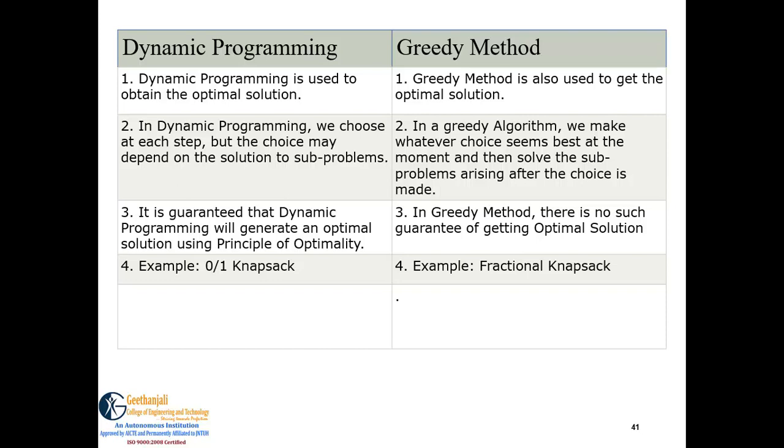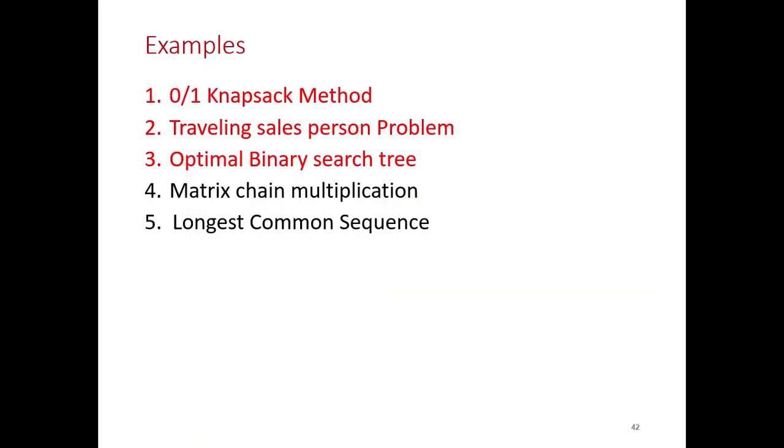Examples are the knapsack problem. The fractional knapsack problem is an example of a greedy method, and the 0 1 knapsack problem is for dynamic. The examples of dynamic programming problems are the 0 1 knapsack problem, traveling salesperson problem, and optimal binary search tree. Today we'll discuss that one. Also the matrix chain multiplication, longest common subsequence. Like this, there are hundreds of problems which come under the dynamic model.